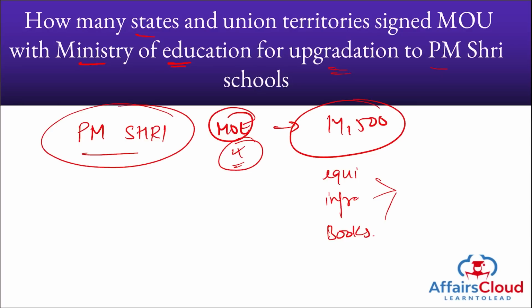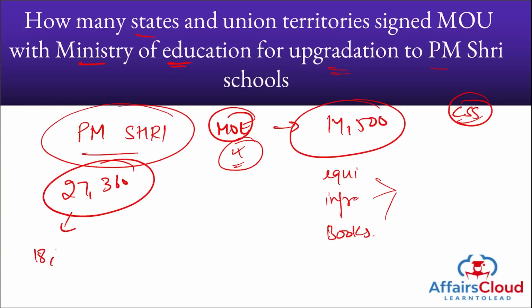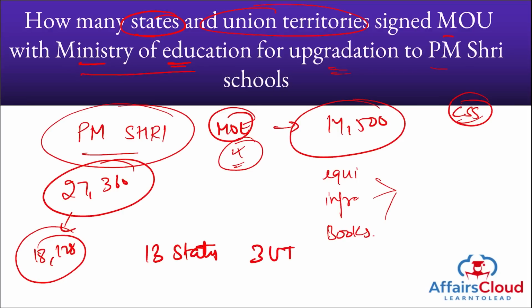In these PM Shri schools, remember, as I just mentioned, it is a centrally sponsored scheme, and the total budget will be around 27,360 crore rupees. Out of this, 18,128 crore rupees will be provided by the center. Then remember, the question is asked: how many states and union territories signed this MOU with the Ministry of Education for the upgradation to PM Shri schools? The answer here will be 13 states and 3 union territories.